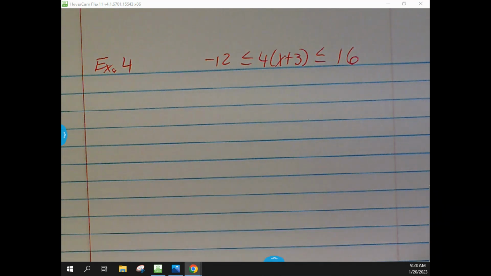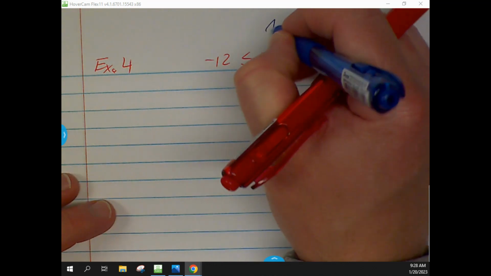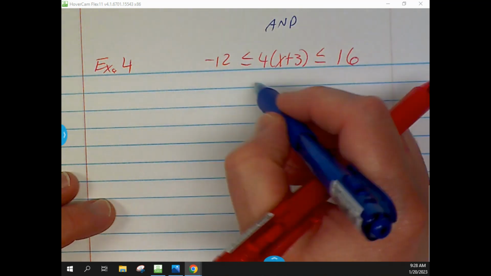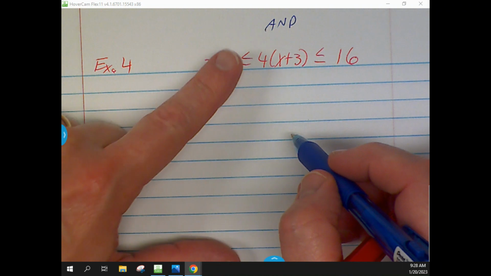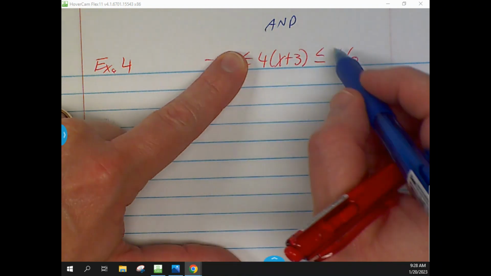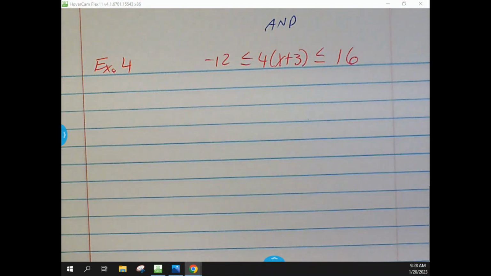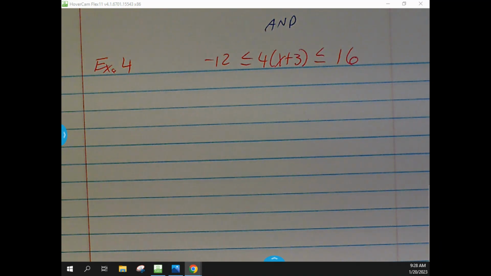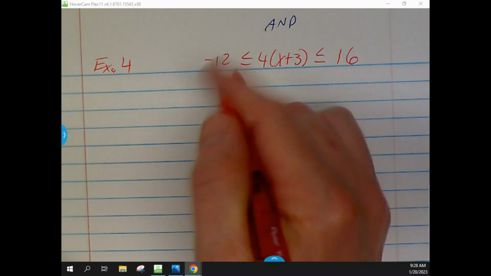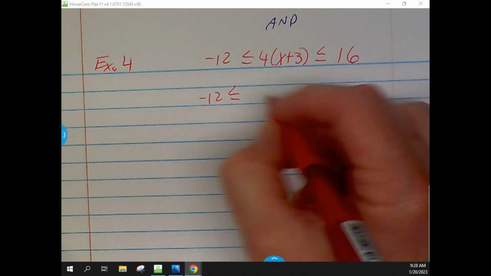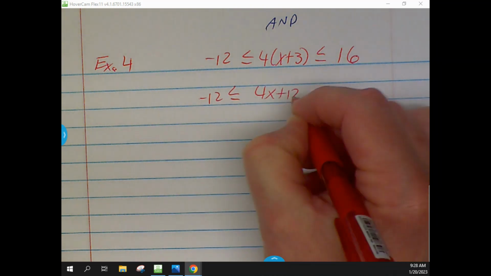If you've got it set up like this, it's basically just like an and statement, because negative 12 is less than 4x plus 3, and at the same time, 4x plus 3 is less than or equal to 16. So that's basically an and statement where they put the two things together in one. If you have to solve this one, you always work from the middle out. So the very first thing is to do the distributive property in the middle. Make that 4x plus 12.